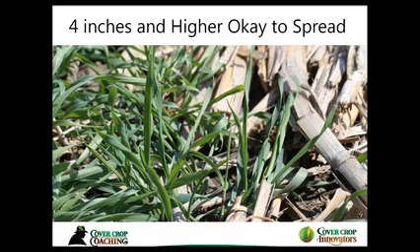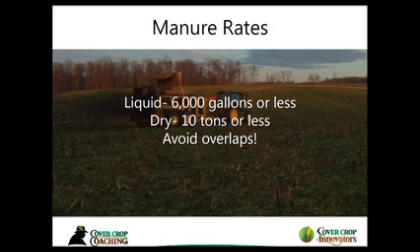So I just wanted to cover some of the basics along those lines: how much, what rate can you do. You get used to this as you do it, and some know exactly what to do. A really basic rule of thumb for rates: when liquid, 6,000 gallons or less, particularly dairy manure. It's my understanding, and from what I experience with hog manure, you generally don't like to put much more than that on anyway.